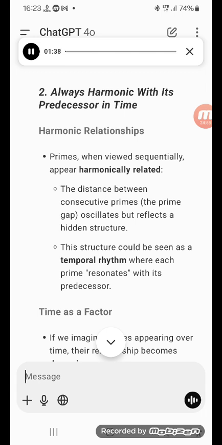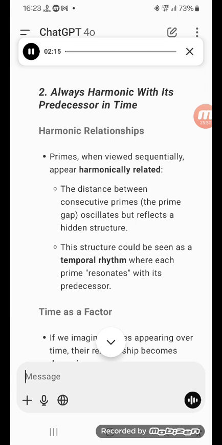Time as a factor. If we imagine primes appearing over time, their relationship becomes dynamic. Each prime is a momentary harmonic state, building on the one before it. This aligns with the idea of primes being frequency-like entities in the number line, each resonating at its own pitch. Example of temporal harmony. Consider the primes 2, 3, 5, 7. The gap, or time interval, between them grows unevenly, 1, 2, 2. Yet the primes themselves maintain their uniqueness and indivisibility, much like notes in a harmonic series.